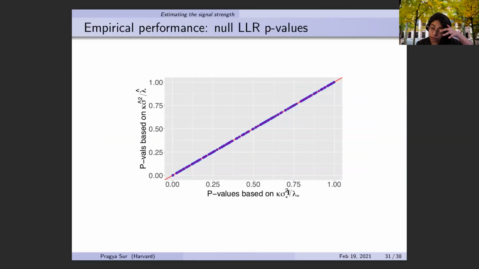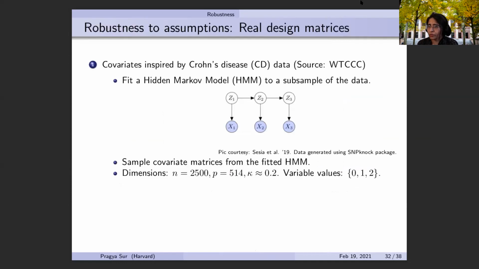So here it's just an illustration. I'm plotting the LRT p values, the null log likelihood ratio p values, based on the estimated rescaling factor versus the truth. And they are in very good agreement. So this was again n a few thousands, p a few hundred. That's enough to have a very good agreement of the estimated and the original ones. Okay.